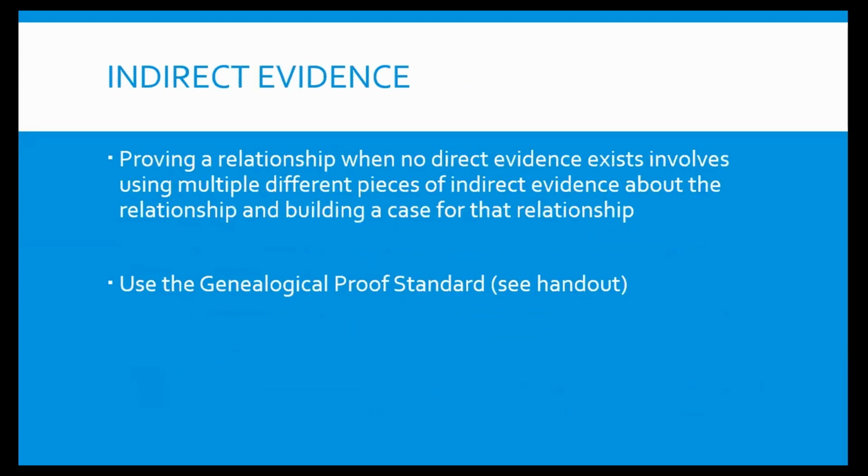Proving a relationship when there's no direct evidence involves using multiple different pieces of indirect evidence about the relationship and building a case or an argument for that relationship. And you want to use the genealogical proof standard to guide you. The information about that is in your handout.